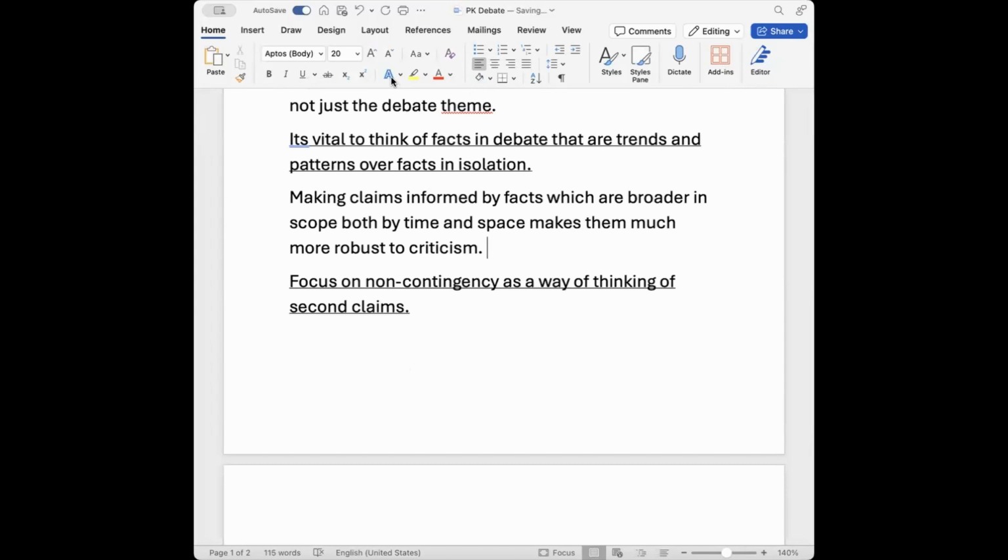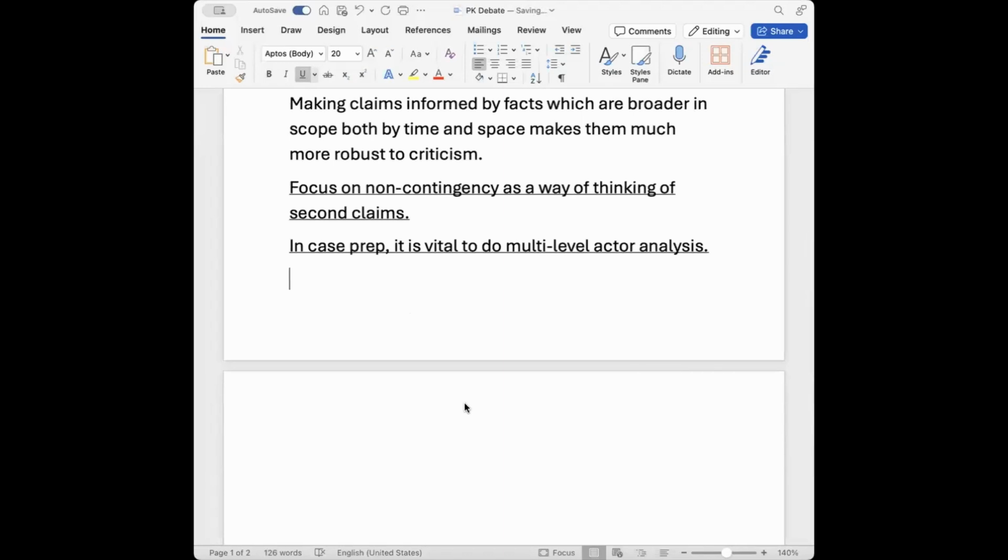All right. I think the next thing for us to think about when it comes to case prep is stakeholders. And I think I have covered a version of this at some point before in some session. So I hope this isn't redundant for folks. But in case prep, it is vital to do multi-level actor analysis. This is another way in which we were noticing that people were just too shallow in their analysis when it comes to making claims about the world.